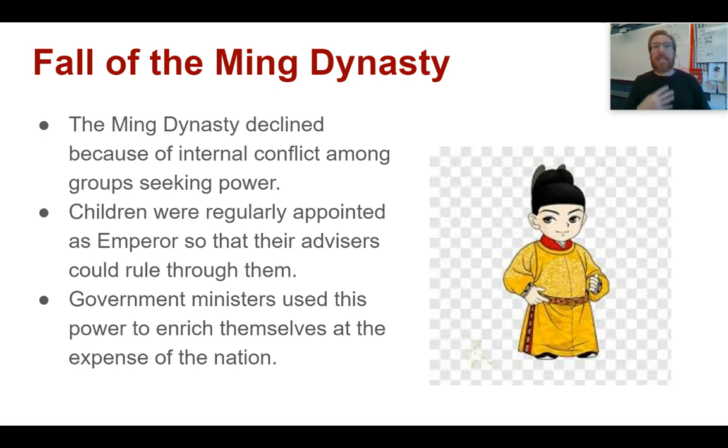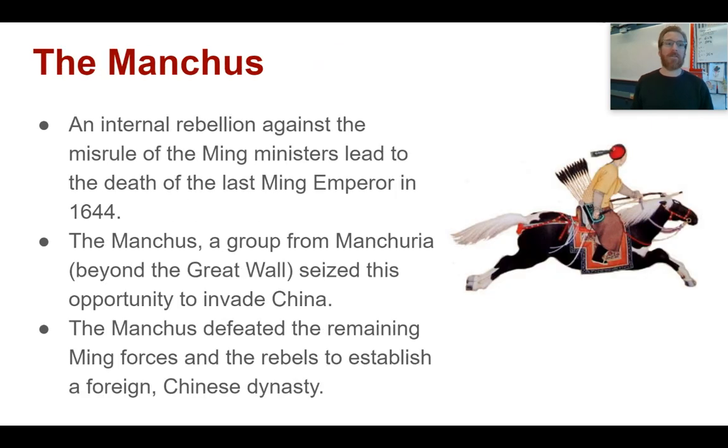And if you can be in that position, and if you can hold that position for long enough, you can use your power to actually carve out little areas of control for yourself. And that was happening throughout China as government ministers used their position of power to enrich themselves and to give themselves more power, frequently at the expense of the nation as a whole. Now, the people of China are not too crazy about this. They see this misrule, they're angry about this misrule, and internal rebellions are starting up against these Ming ministers.